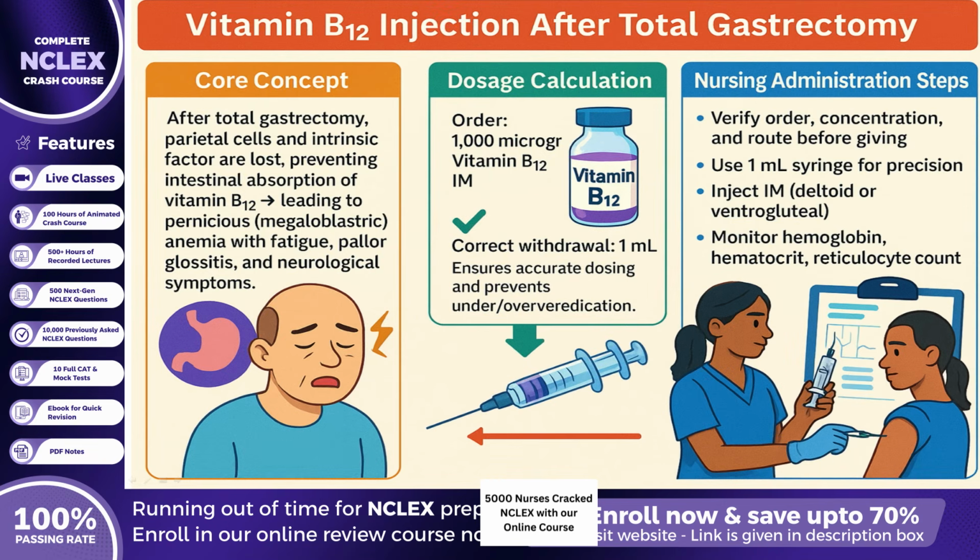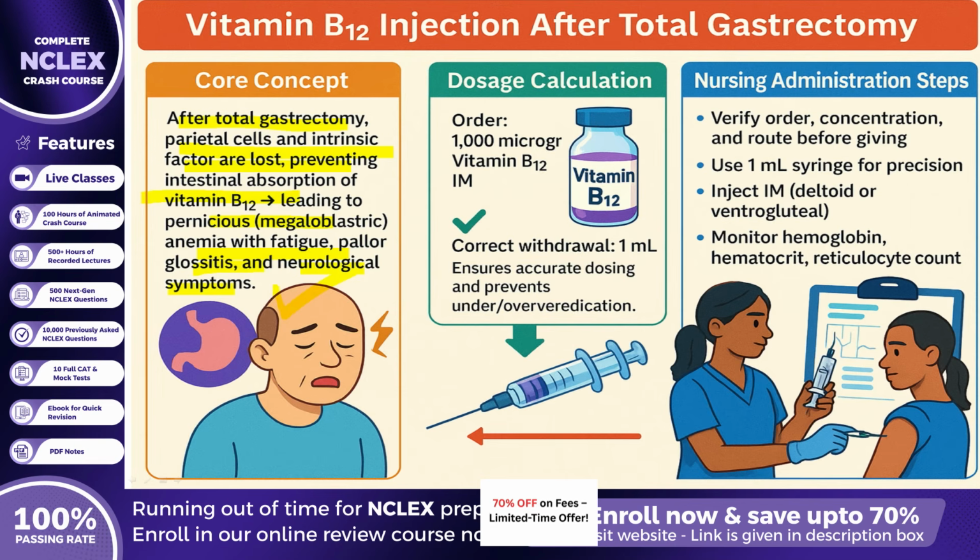After a total gastrectomy, the stomach's parietal cells, which normally secrete intrinsic factor, are removed. Without intrinsic factor, vitamin B12 cannot bind in the small intestine for absorption, leading to pernicious anemia, a megaloblastic anemia that manifests with fatigue, pallor, glossitis, and even neurologic symptoms such as paresthesias and gait disturbances. Because this absorption pathway is permanently disrupted, vitamin B12 must be given parenterally, that is, intramuscularly or deeply subcutaneously, to bypass the gastrointestinal tract and achieve proper systemic absorption.